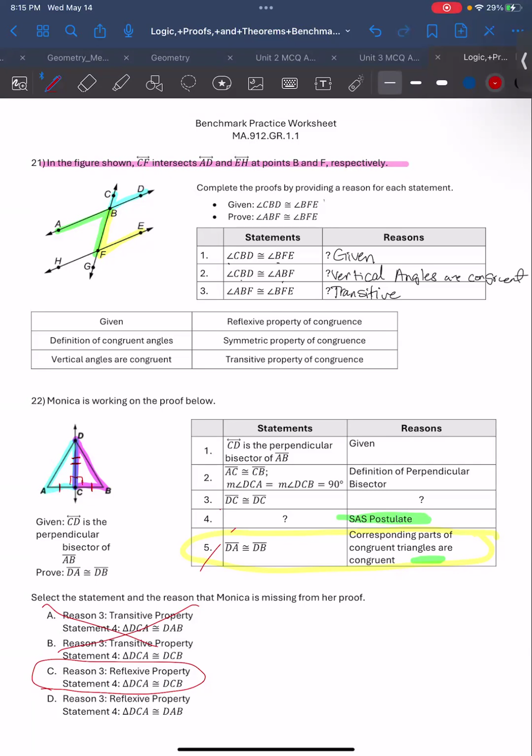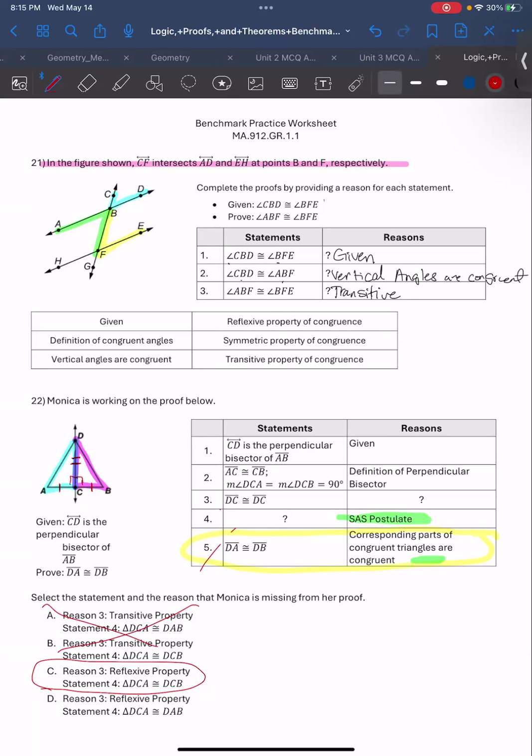Reflexive versus symmetric property. I have a question. Yes. So I was practicing for the EOC on IXL, and there were choices that had reflexive property and then also reflexive property of congruence. What's the difference?